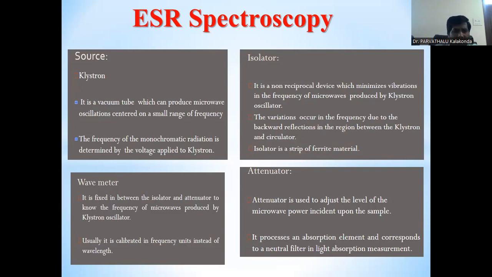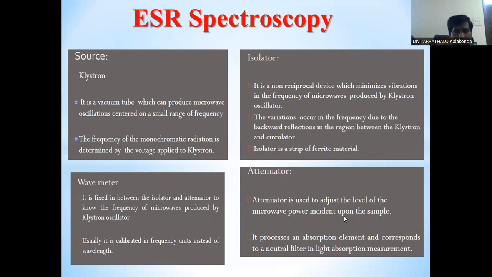And you have a wave meter also. The wave meter is calibrated with the device, and it tells what the wavelength is and what the field is. And there is an attenuator, by which whatever noise occurs can be observed. This is very important. It basically processes the absorption element and whatever other signal is there.